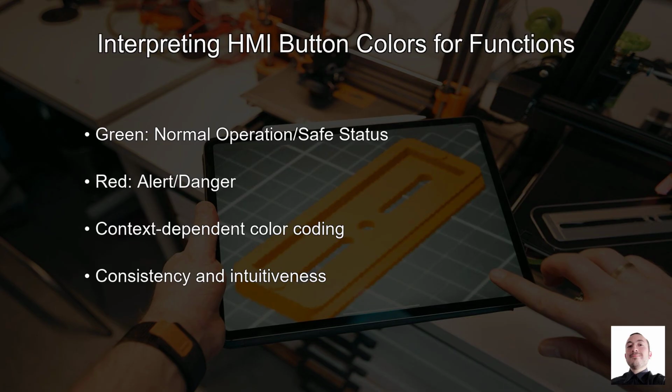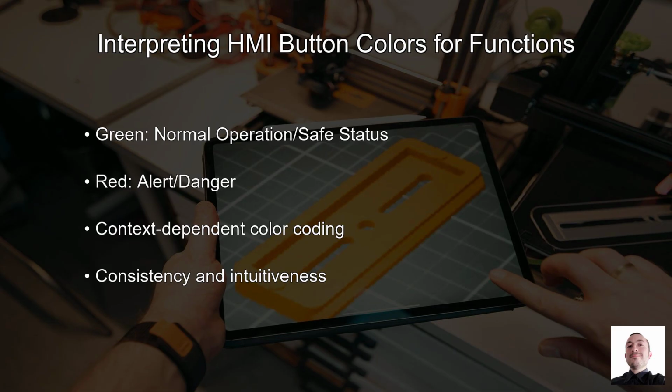Now, let's dive into practical examples. Imagine an HMI interface with multiple buttons for different functions. Green typically signifies normal operation or safe status, while red indicates an alert or danger. For instance, if you have a button controlling a motor, green might mean the motor is off, and red means it's running. However, this can vary based on context.